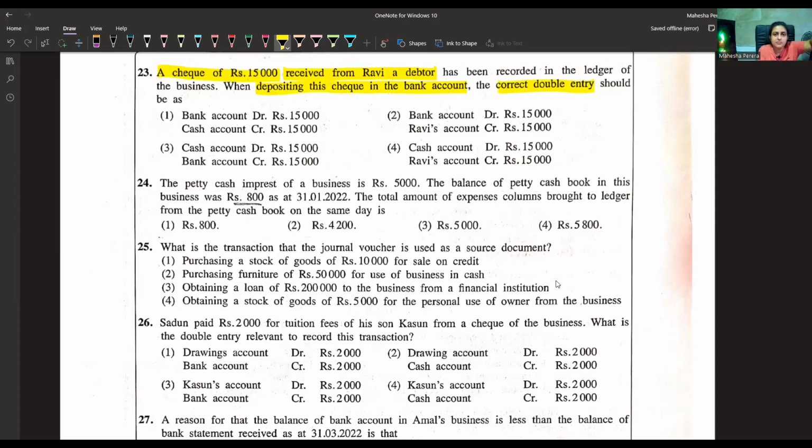Now see, first this check was received. Later only we deposit this check in the bank account. So where to debit and where to credit on the bank account? Let's see if you can do it.